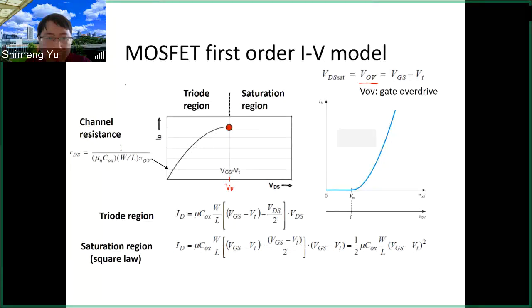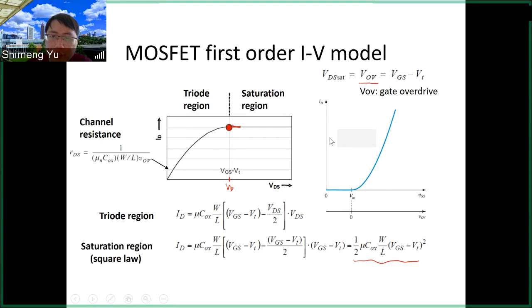So we show this ID-VD plot, and then you can also get the maximum current in the saturation. This is when the VD equals VGS minus VT. So you just plug in the VDS equals VGS minus VT. Then you can get this equation. So this is the current here, this level. That is the saturation current if we assume the first order IV model. And this is called the square law because the drain current is squared to the gate voltage minus VT.